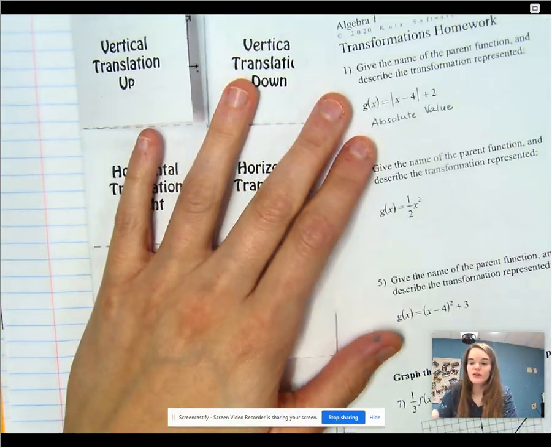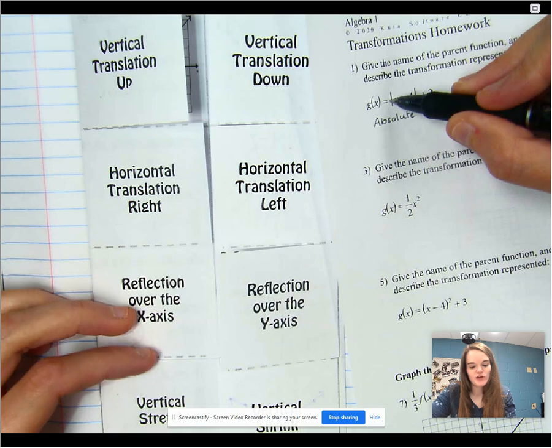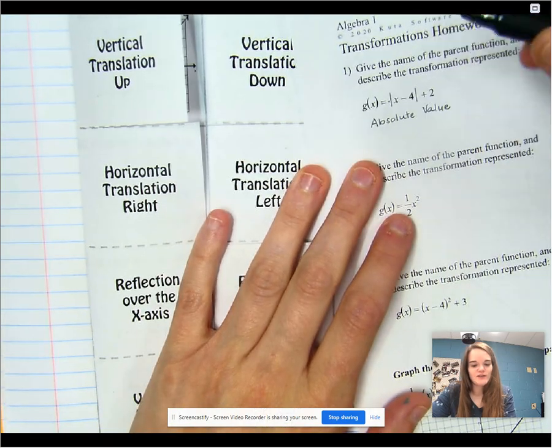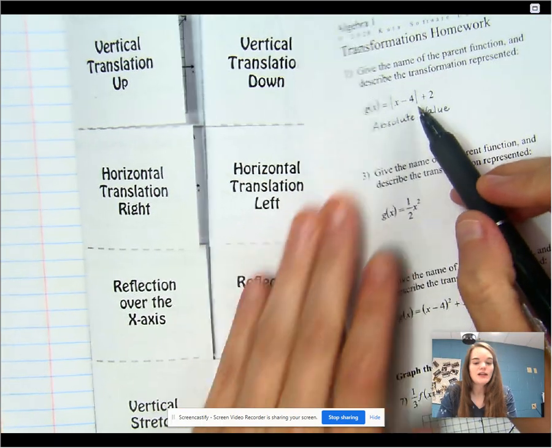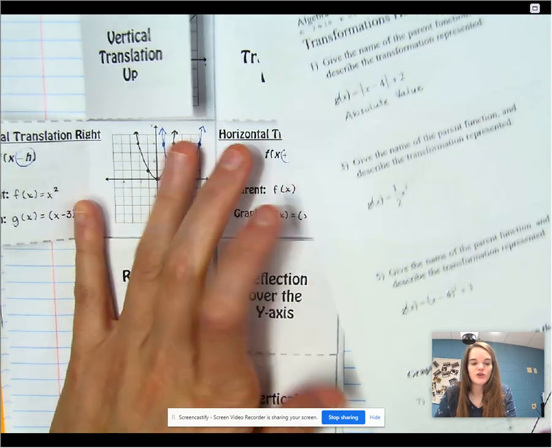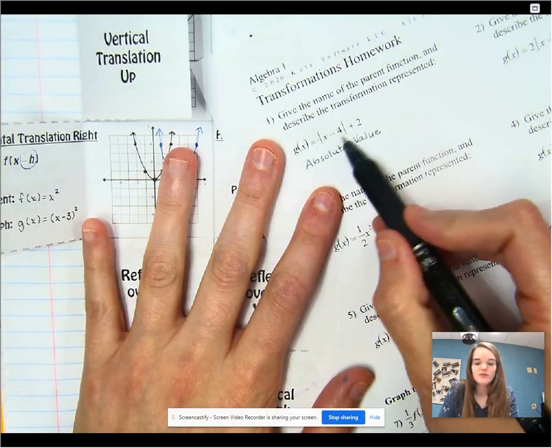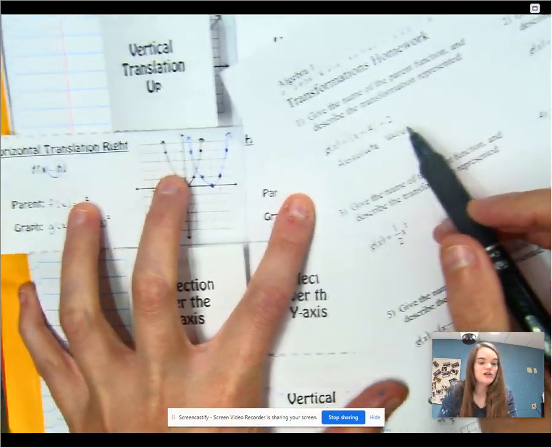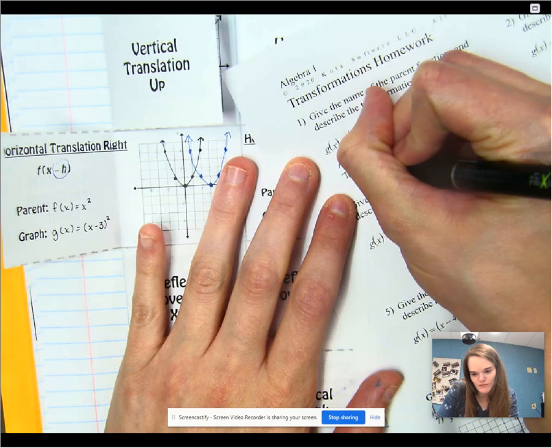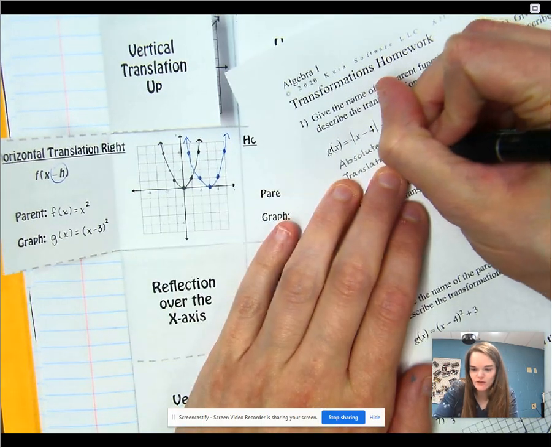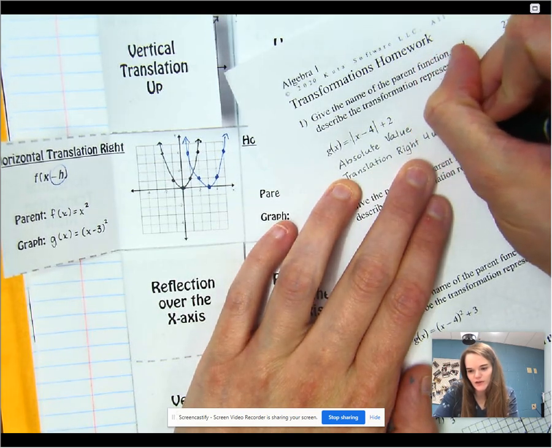Okay? So it says, and describe the transformation represented. We don't have a number in front, so it's not a vertical stretch or shrink. It's not negative in front, so it's not a reflection. So let's pay attention to what's going on the inside. On the inside, we have either a horizontal translation right or a horizontal translation left. Since it is minus, we have a translation right 4 units because it's got a 4.